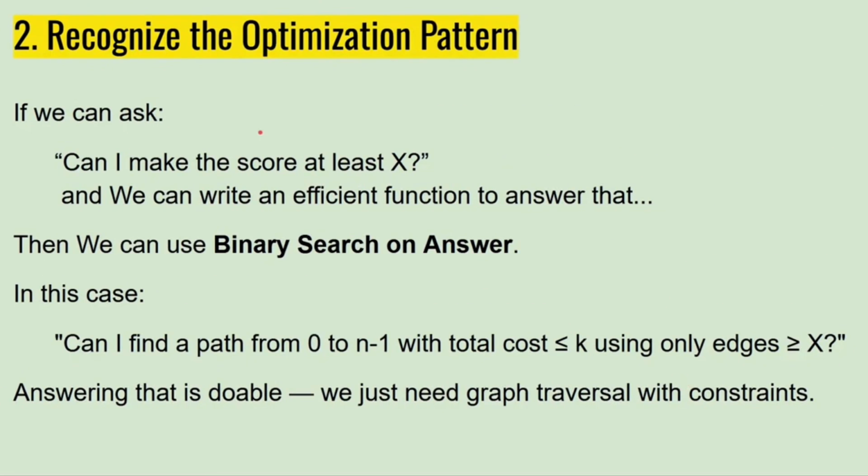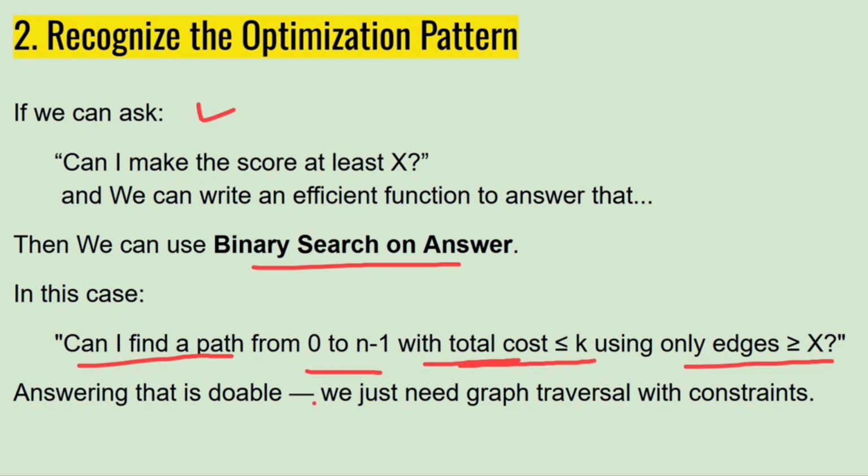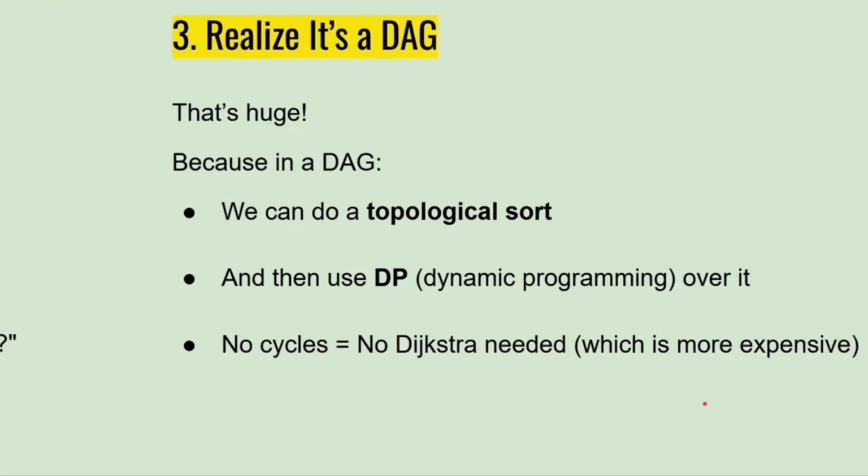It means we have to recognize the pattern, right? And then we have to optimize it. So if we can ask, can I make the score at least x, we can write an efficient function to answer that. Then we can use binary search on the answer. In this case, can I find a path from 0 to n-1, means the cost should be less than equal to k, with the edge weights greater than equal to x. So answer is double. So what we need to do, we need a graph traversal with a constraint, right?